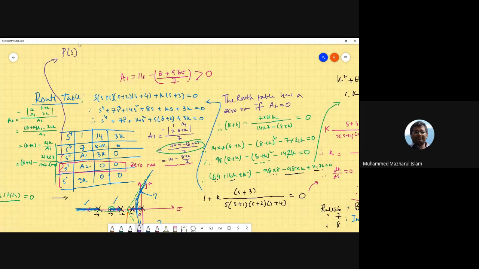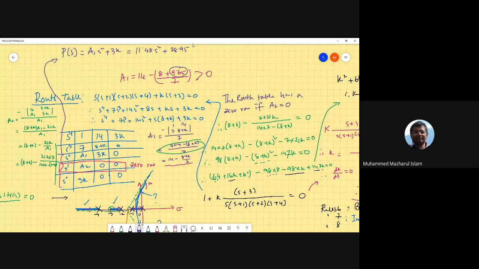We have to form a polynomial, so find the polynomial which is a1 s square plus 3k. Of course, we have to put the value of a1 and k. So for k equals 9.65, a1 was 11.48. Our 3k would be just multiplying 9.65 with 3, which is 28.95. This is our P(s).